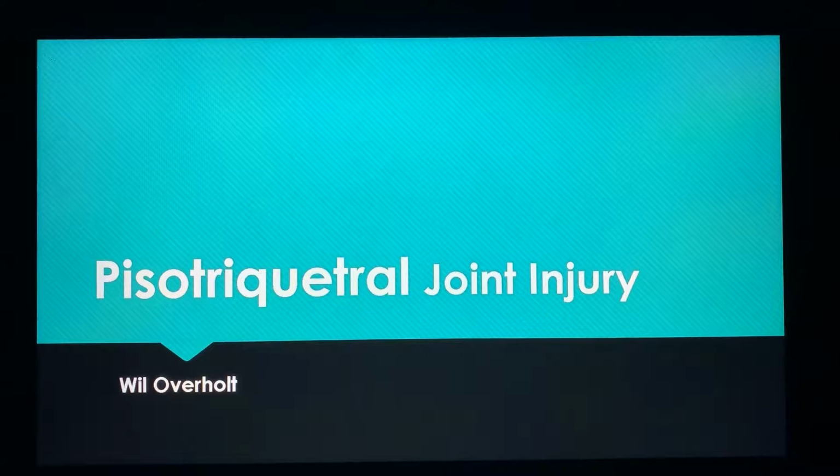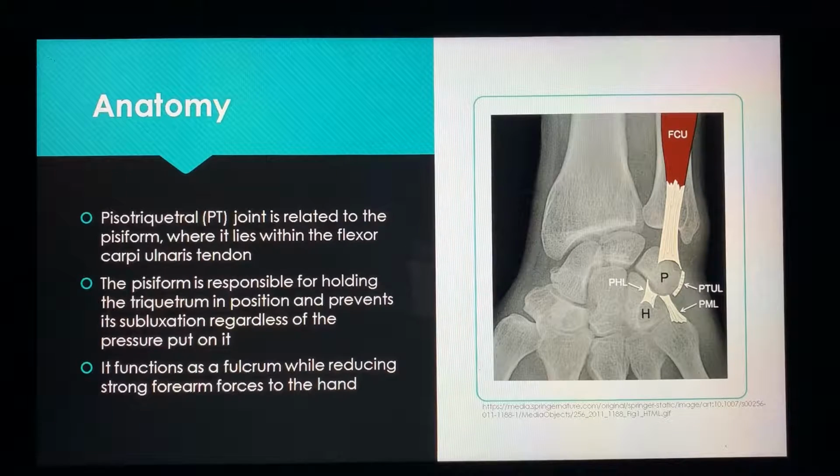Pisotriquetral joint injury. Anatomy. The pisotriquetral or PT joint is related to the pisiform, where it lies within the flexor carpi ulnaris tendon.